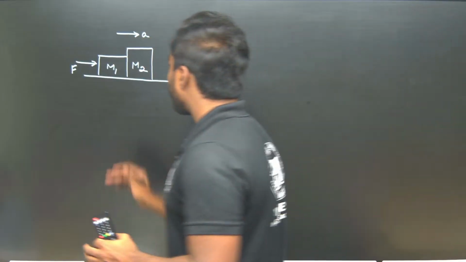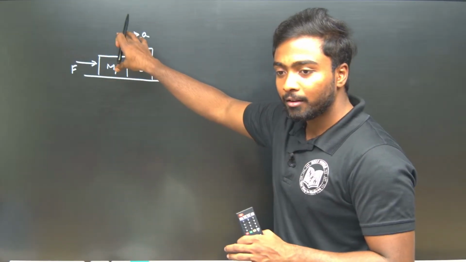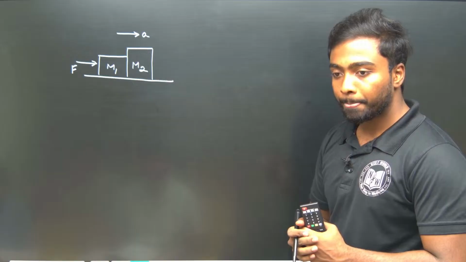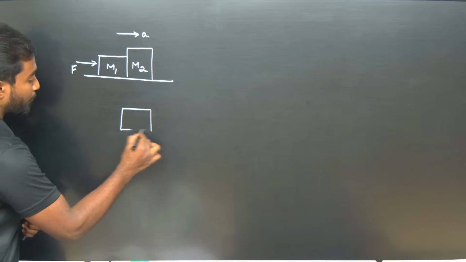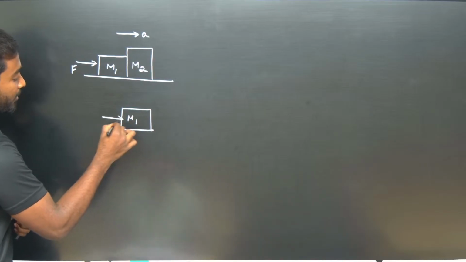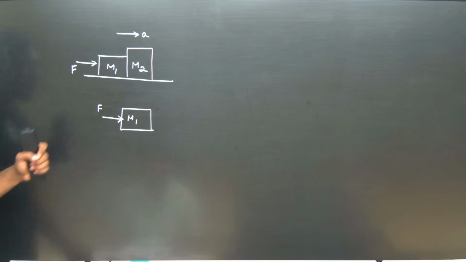To find that, first I need to find what forces are acting on mass 1 and mass 2. So let me draw a free body diagram for this first. For mass 1, what forces are available? One is the external force F, one more is the weight m1g, and one more is the normal force on the block, N1. The block m2 has a surface with m1 and m1 has a surface with m2, which means there is one more normal force in this direction. This one I will call N.